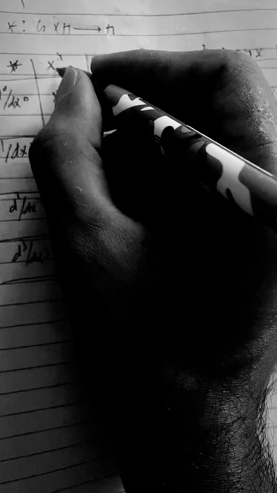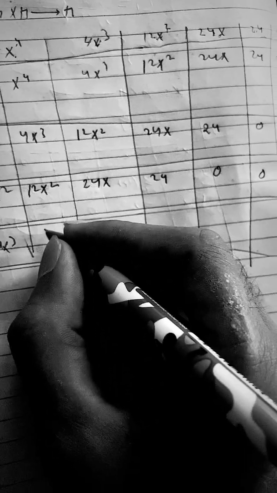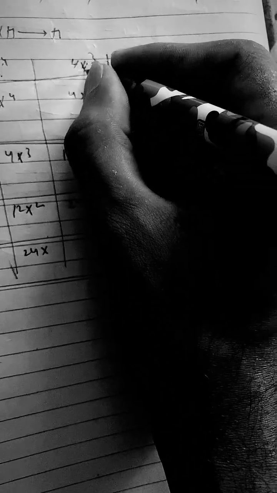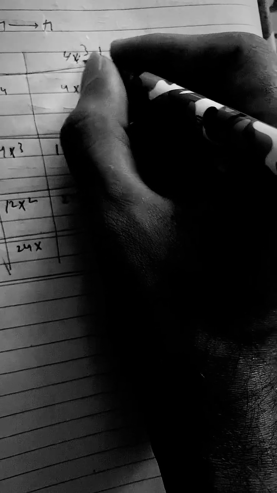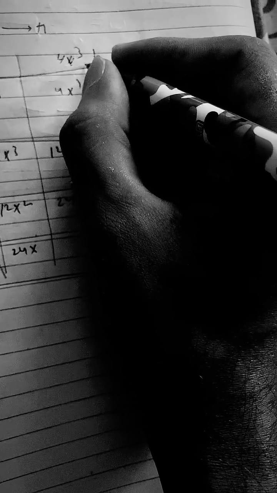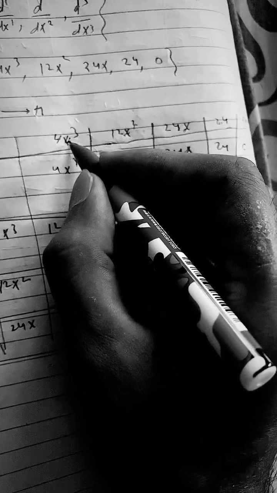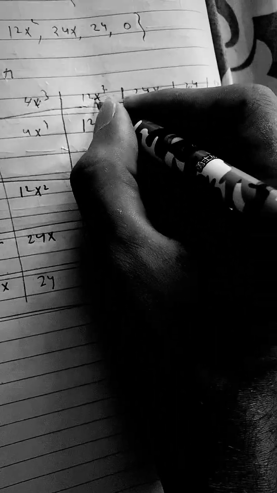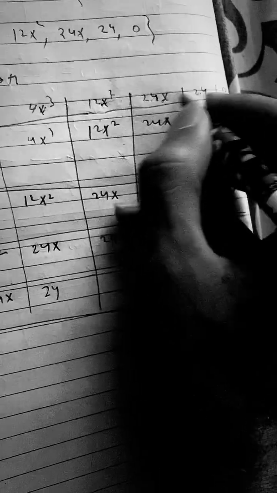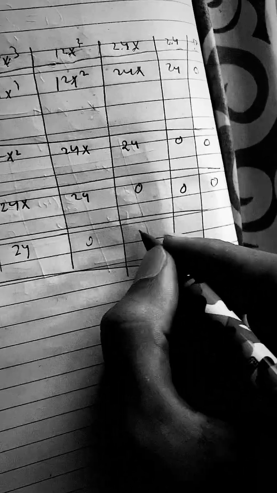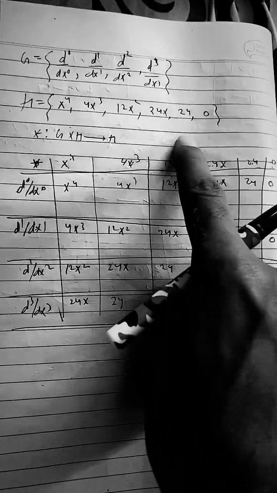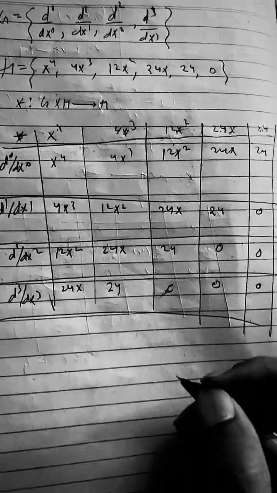Now for the third derivative. Third derivative of x^4 is 24x. Third derivative of 4x^3: the first derivative is this, the second derivative is this, the third derivative is 24. So the answer is 24. Third derivative of this: first derivative is this, second derivative is this, third derivative is 0. So 0, and all the rest will be again 0. So we can say all these elements belong to this set H. It means it satisfies closure.